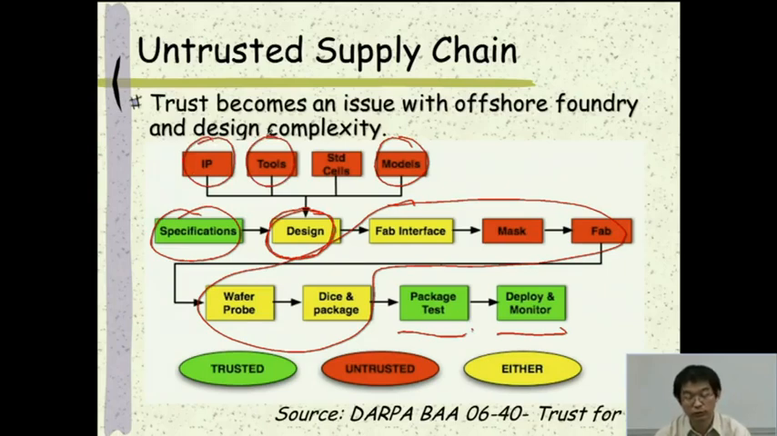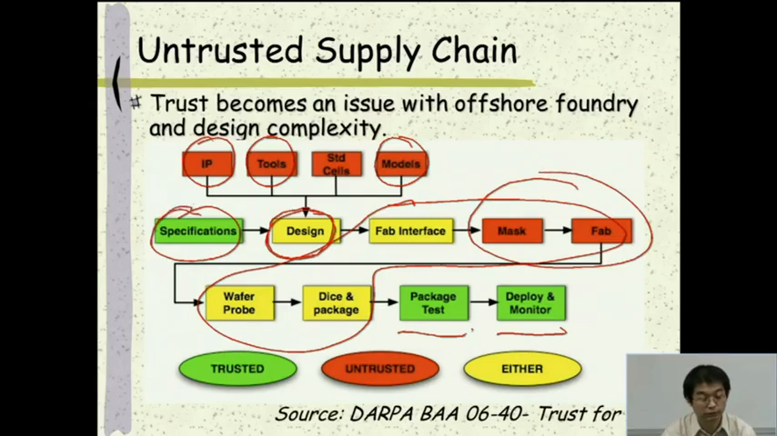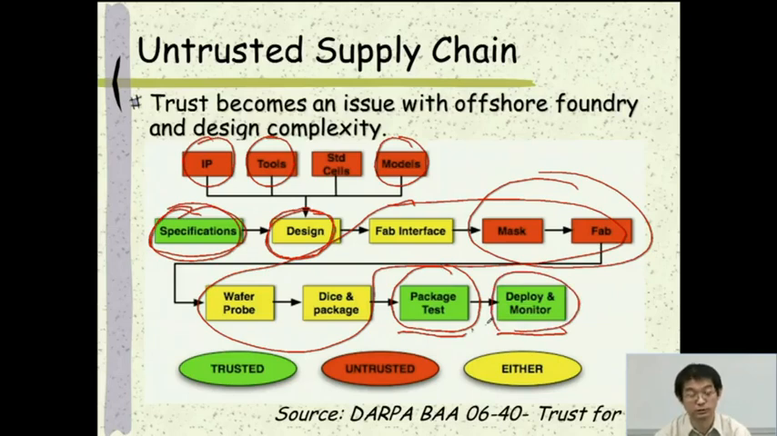And also when we talk about the foundries, these are overseas offshore foundries. They are out of our control. So what we have here is that only when we specify the system can we trust it. When we get the system back, we can do the test by ourselves. We'll trust our testing. When we deploy the system and when we monitor the system, we can trust this. And everything in the middle, we may not trust.